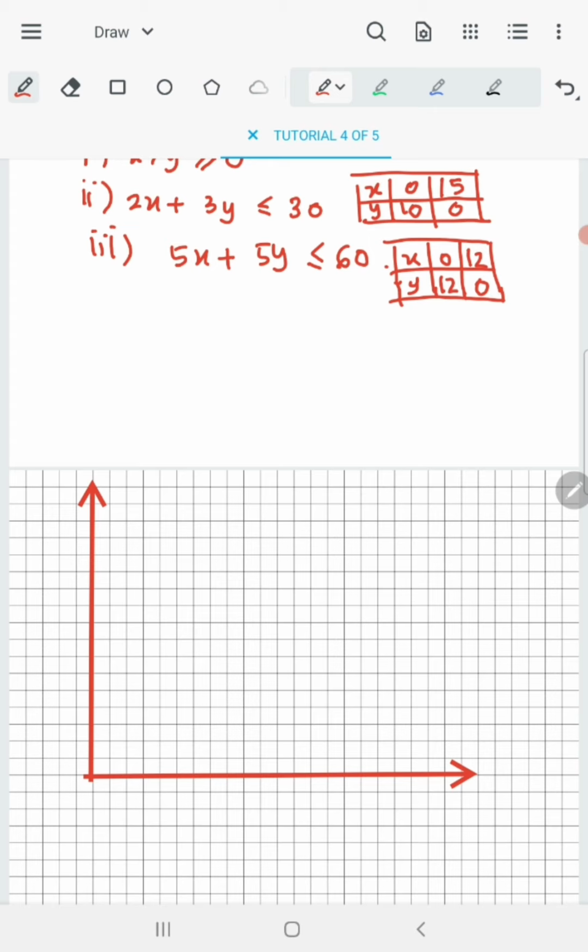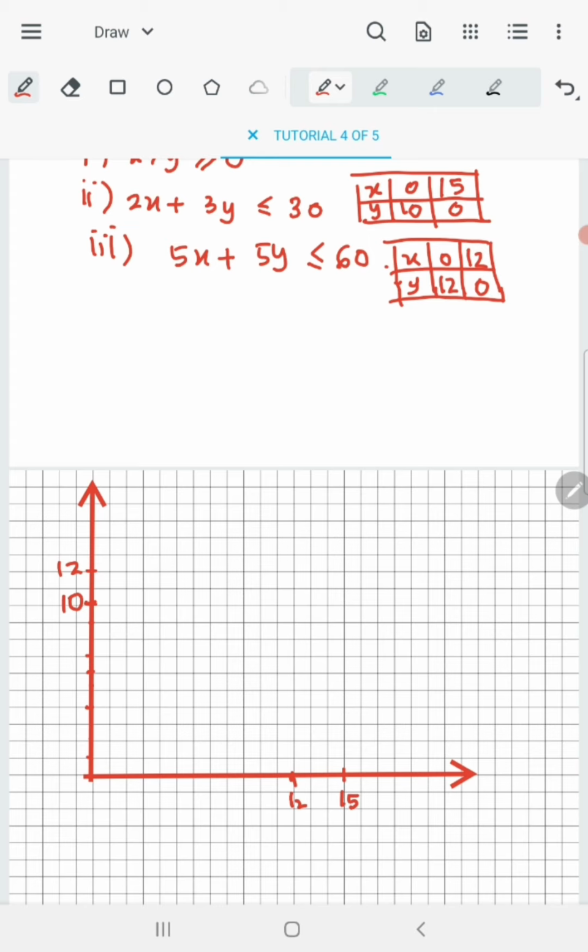Now use your scale. So 0, 10: 1, 2, 3, 4, 5, 6, 7, 8, 9, 10. Here is 10, and then here is 12. And then we have when x is 15, y is 0. So 1, 2, 3, 4, 5, 6, 7, 8, 9, 10, 11, 12. Here is 12. 13, 14, 15.